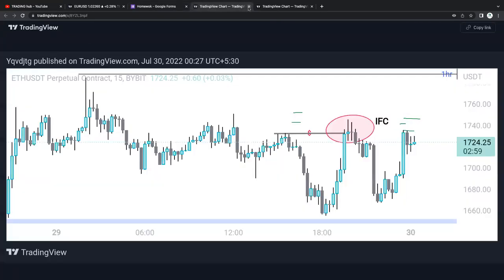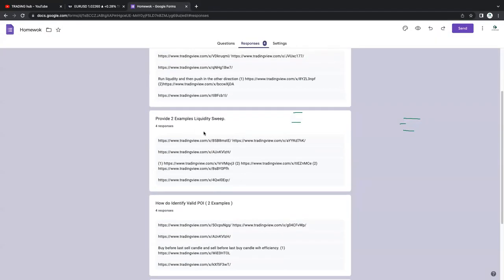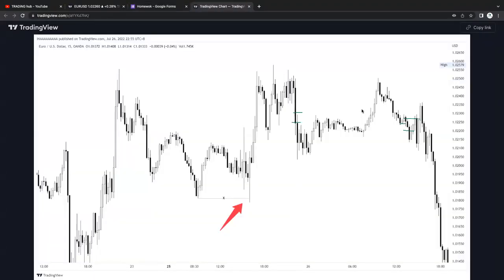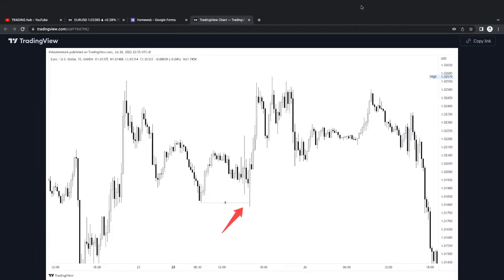Now let's switch to another example of liquidity sweep. Before submitting any TradingView URL, you must check that you are placing the correct URL or not. Okay, liquidity sweep, correct. The market has taken out the previous lower high and closed below.